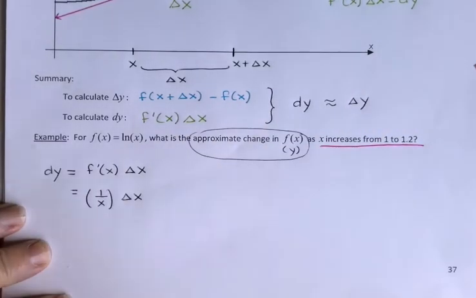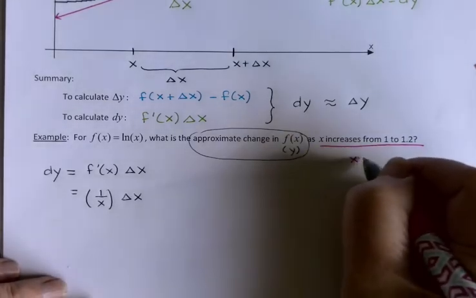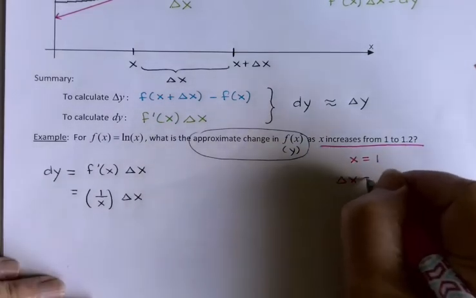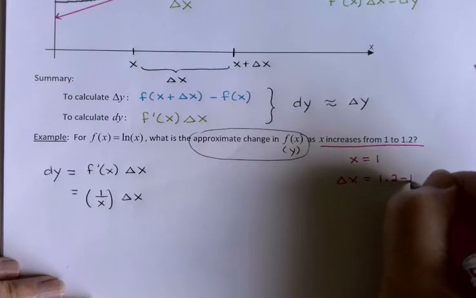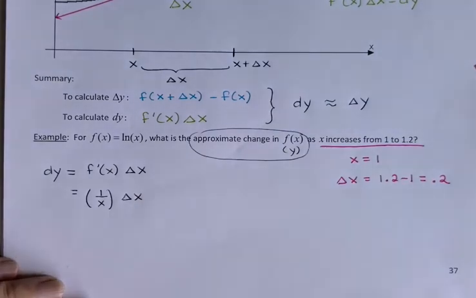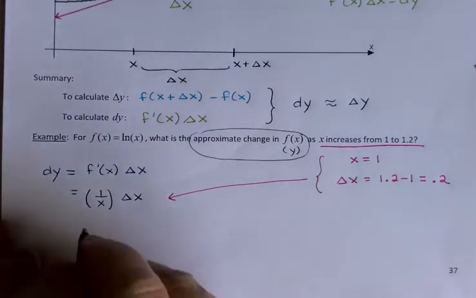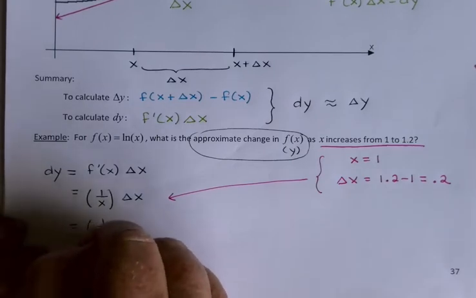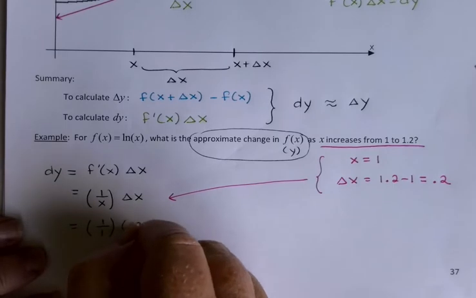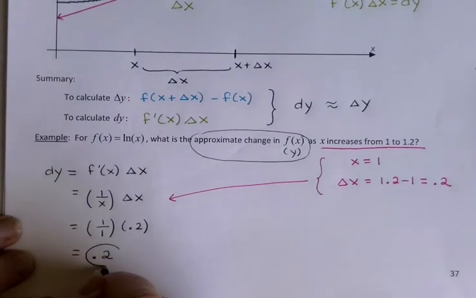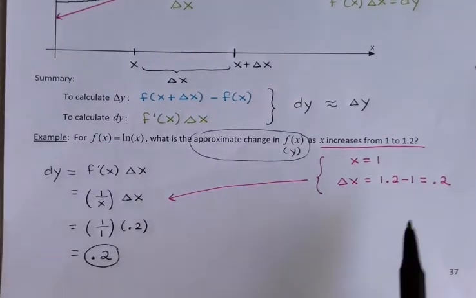X increases from 1 to 1.2. So my original x value would be x equals 1. That's where we started. And then the delta x, the change in x, would just be 1.2 minus 1, or 0.2. And I'll just take those values and plug them into my differential calculation. So x started at 1, delta x is 0.2, and dy is 1 times 0.2, or 0.2. So it looks like when x goes from 1 to 1.2, the natural log of x is also going to increase by about 0.2.